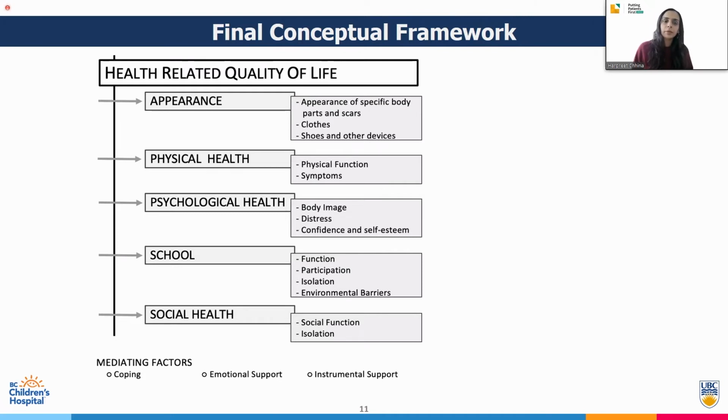For example, under appearance, these children talked about the concerns they had about the appearance of their body parts, the appearance of their limbs with the scars, and appearance of certain clothes they could wear or they couldn't wear because of their limb differences, their shoes, and assistive devices they had to wear. In a similar way, we had psychological health, which had sub-themes like the concerns around their body image, the psychological distress these children had, and their issues with confidence and self-esteem.